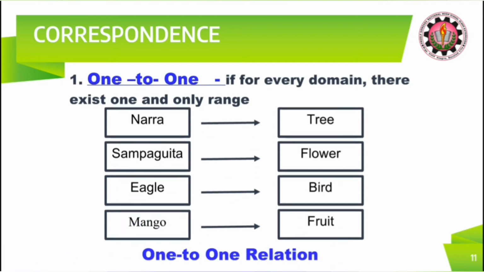Okay? An example of this is Nara, classified as 3, Sampaguita to flower, eagle to bird, mango to fruit. So that is a one-to-one relation. It's like one mayor for one city, or one husband for one wife, one shoe for one foot. That's how it is.